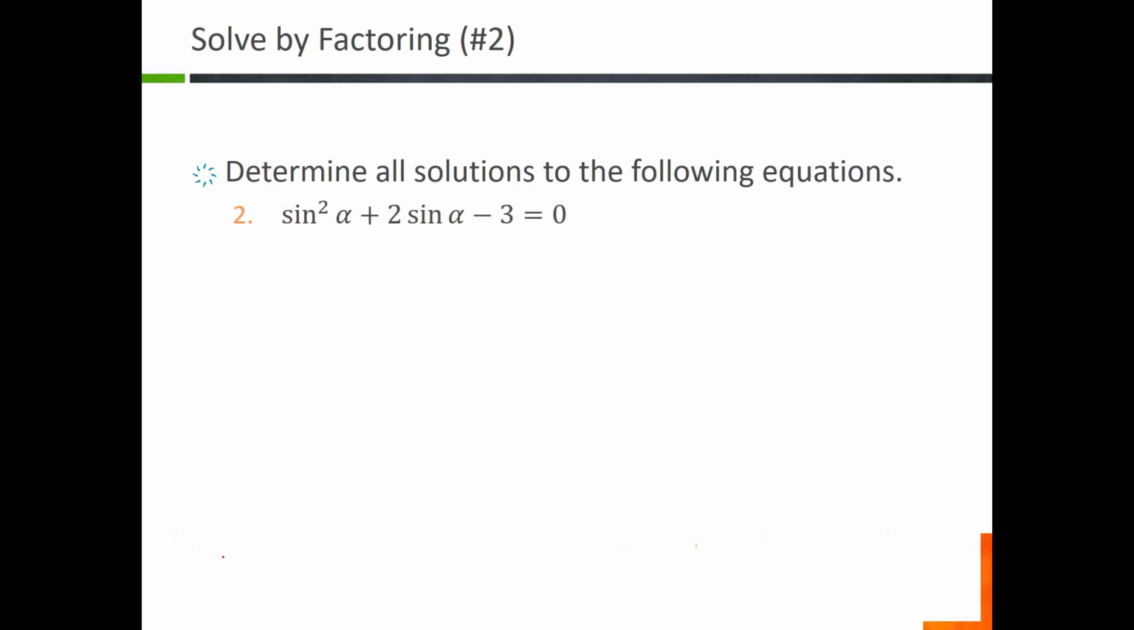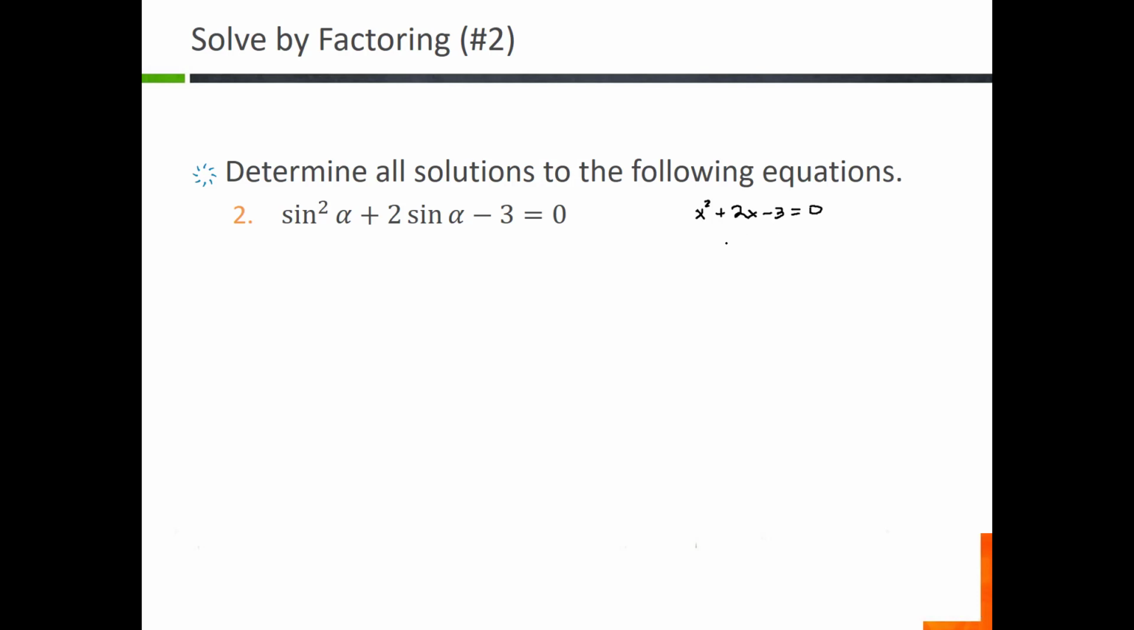All right, let's look through just a couple more examples here. So we have sine squared of alpha plus 2 times the sine of alpha minus 3 is equal to 0. Again, before we work through all of the trig algebra here, let's write this as an equivalent algebraic equation. So let's ignore all the signs and just think of them as x's. So we would have x squared plus 2x minus 3 is equal to 0.